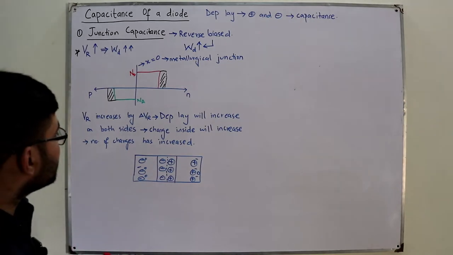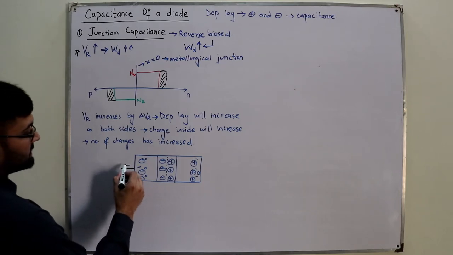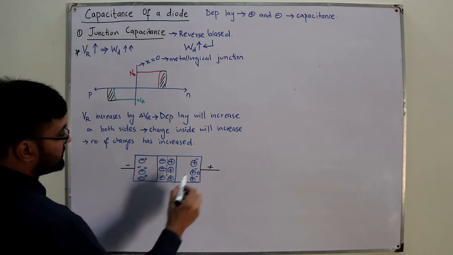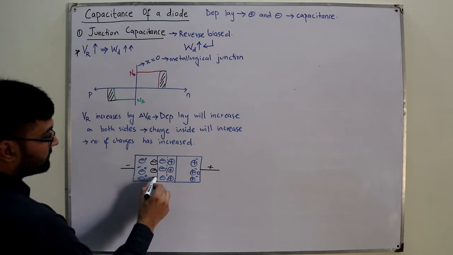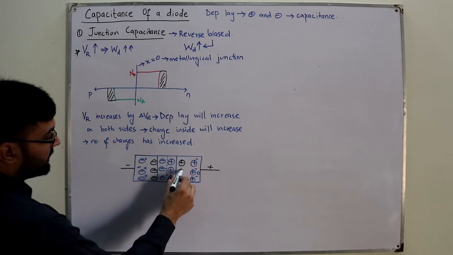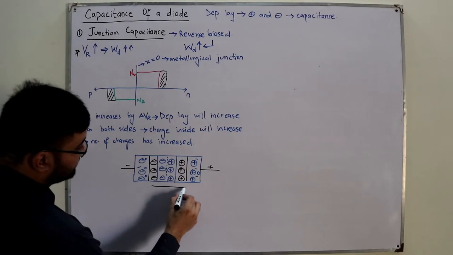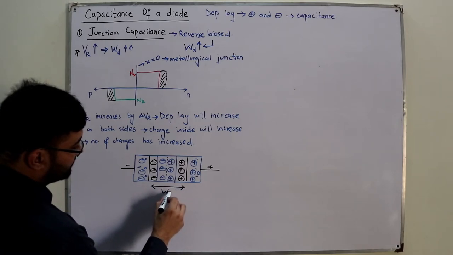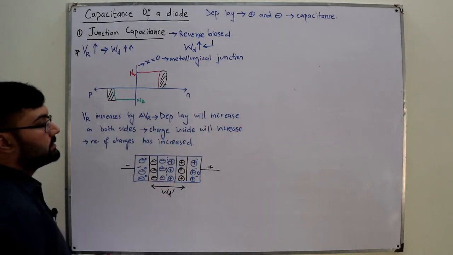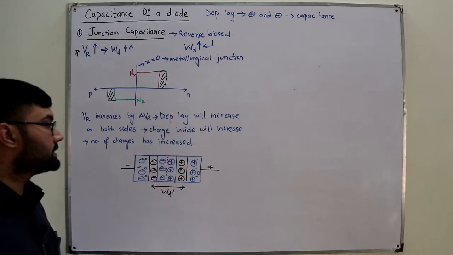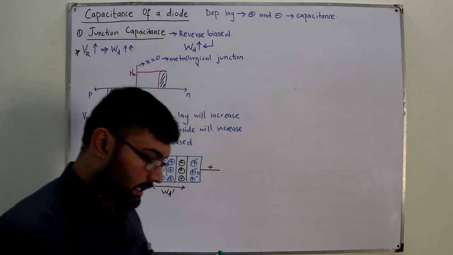Now what happens is, due to the reverse biasing, when this is connected to the negative terminal and this is connected to the positive terminal, more ions would come here. More would come here, and this is the new depletion layer. Have a look, whatever I have written inside the diagram, the charge has increased. Why? Because the number of charge carriers inside has increased.